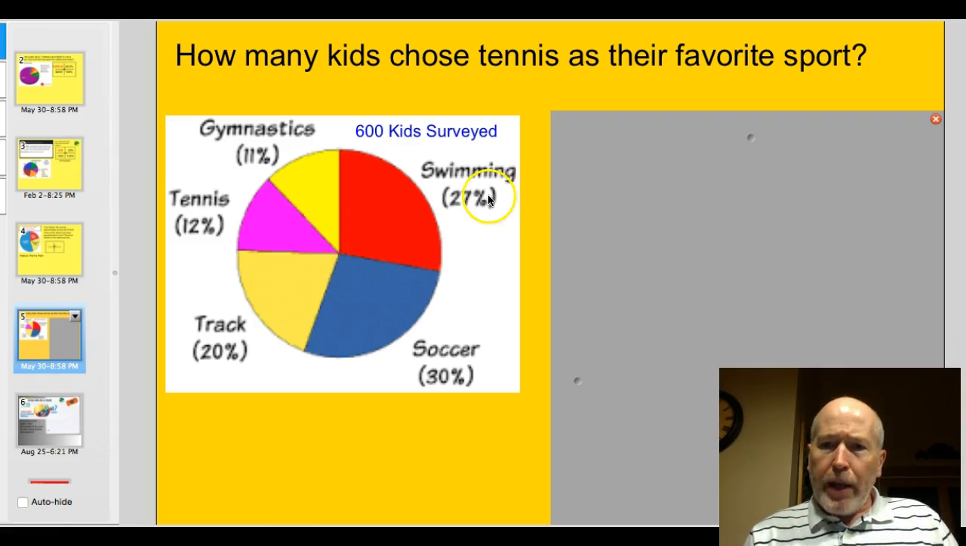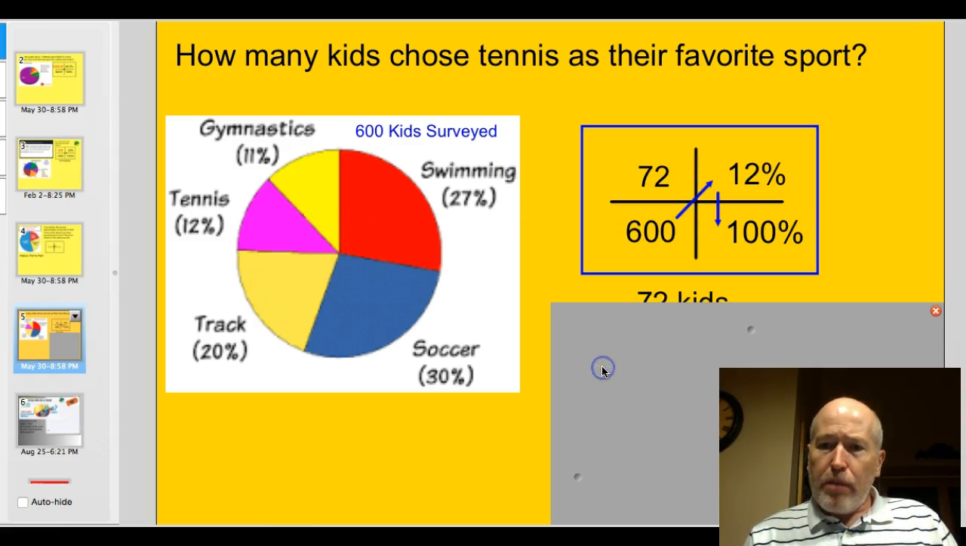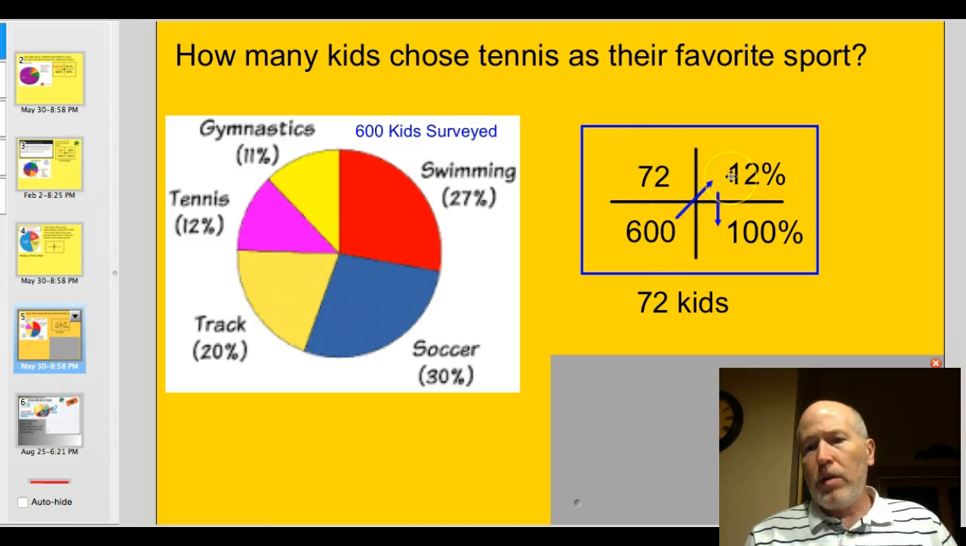Well, if you did it right, you set yourself up a little box here. We had 12% of the kids choose tennis out of 100. So how many out of 600 is that equivalent to? 600 times 12, 7,200 divided by 100 is 72. 72 kids chose tennis as their favorite.